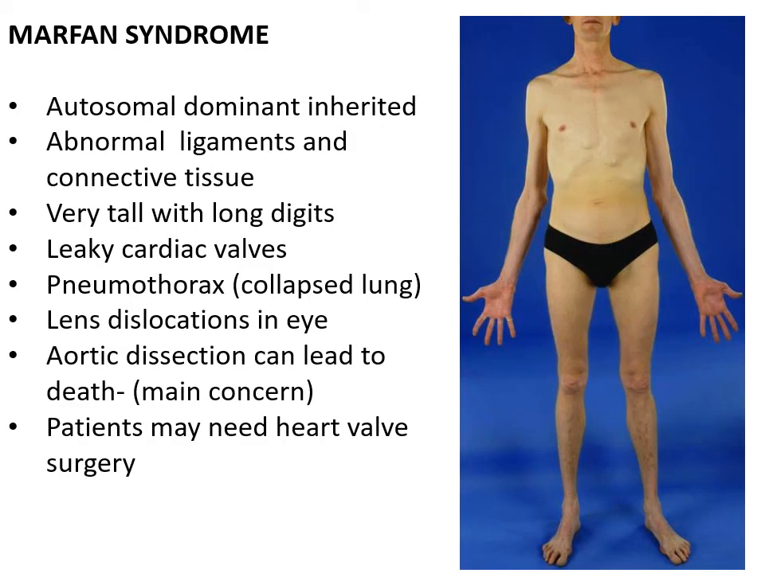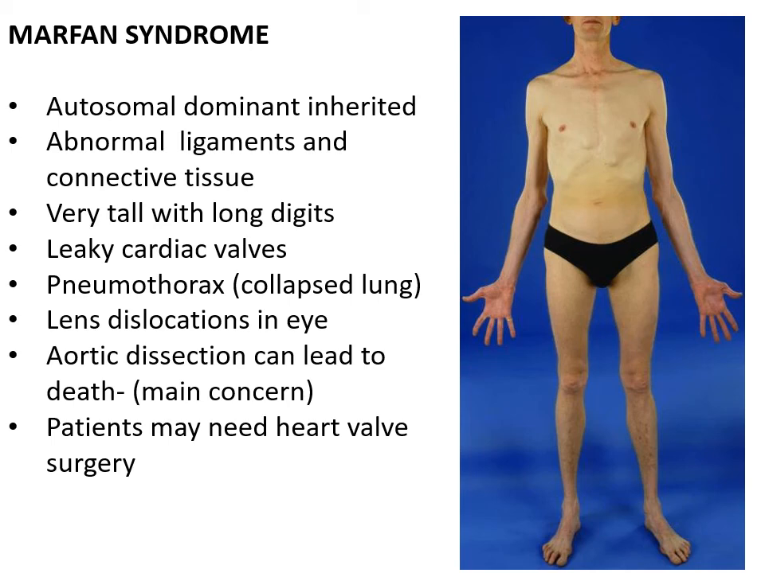Okay, we're getting there. Okay, Marfan syndrome. So Marfan is an autosomal dominant inherited. Okay, just need one abnormal allele from one of your parents. Okay, so typically you're going to know that one of your parents has Marfan syndrome, since it's expressed in an autosomal dominant fashion. Okay, and what happens in Marfan's syndrome is that the ligaments and connective tissue is very abnormal.